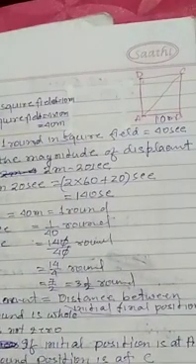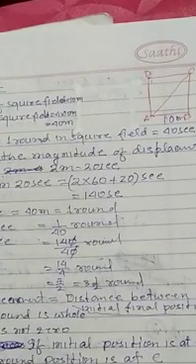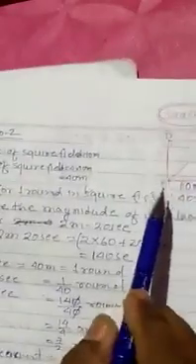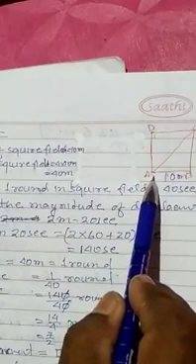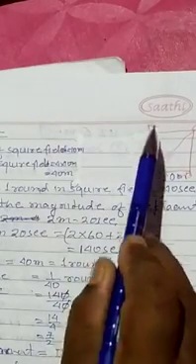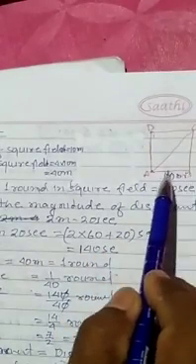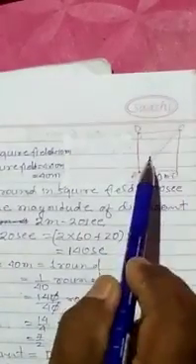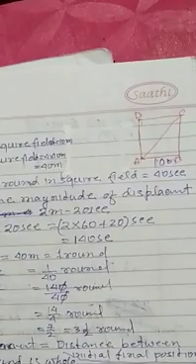So what is displacement? Displacement is the minimum distance between the initial and final position. If after 2 minutes 20 seconds he is at the same position, then displacement is 0. If at D, then displacement is this. If at C, then displacement is this. So displacement is the minimum distance between initial and final position.